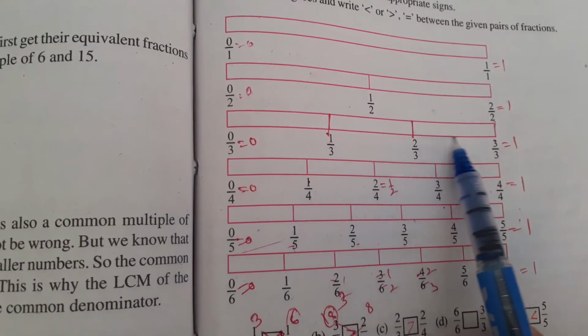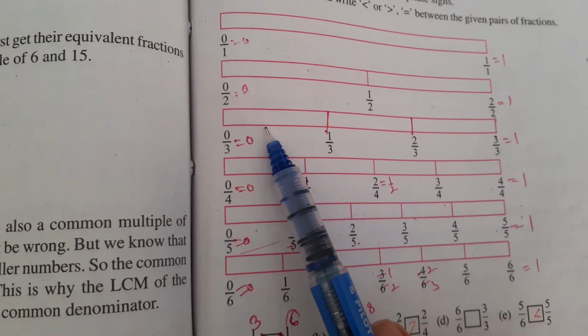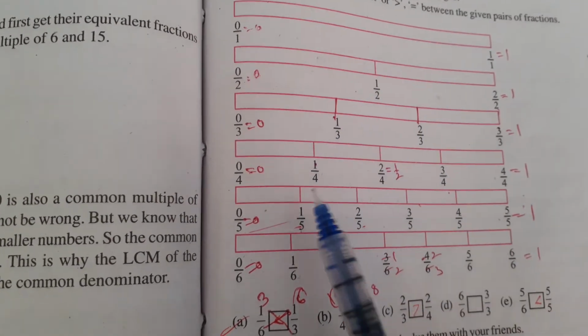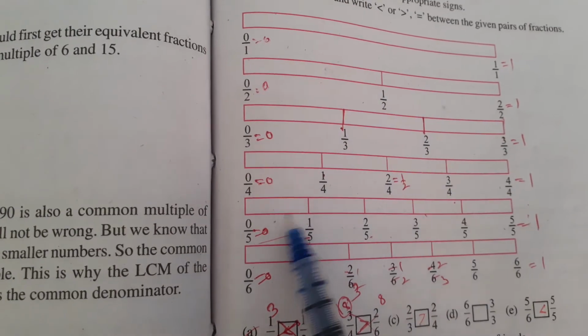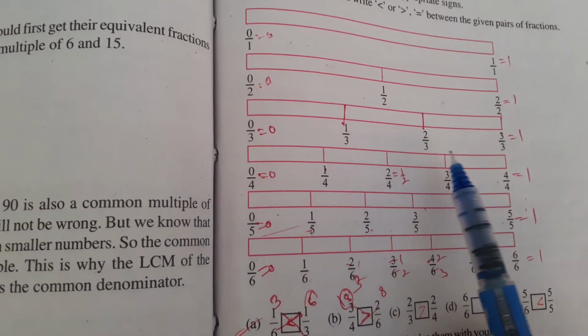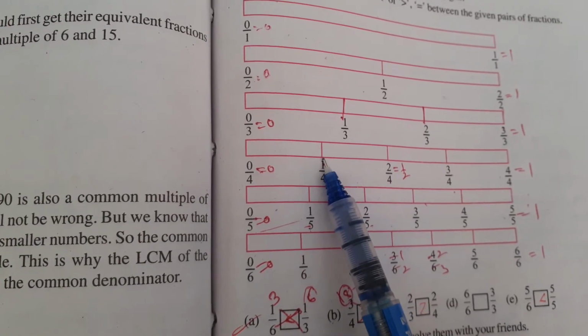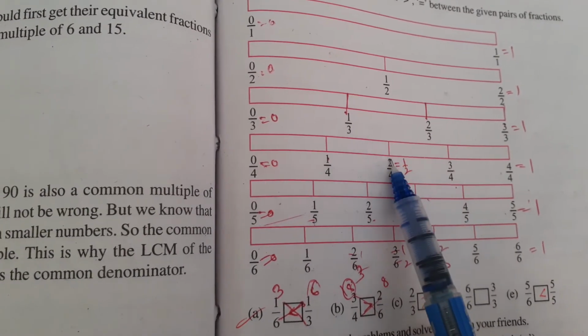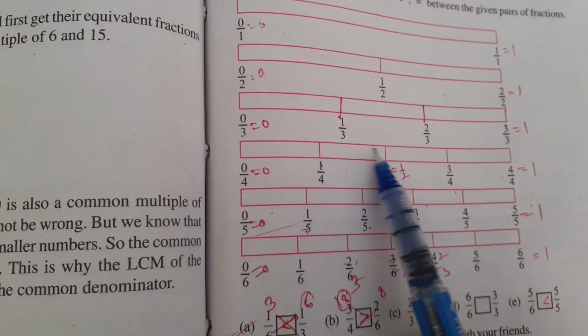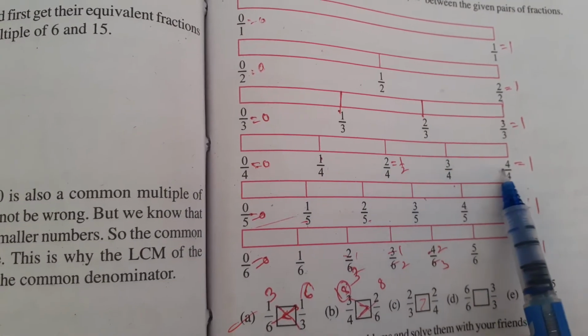And this is the third strip. It has been divided into 3 parts: 1 by 3, 2 by 3 and 3 by 3. This is 0, this is 1. This strip has been divided into 4 parts. This is 1 by 4, this is 2 by 4. As these are 2 parts, this is 2 by 4. Now here these are 3 parts, so this is 3 by 4 and this is 4 by 4.